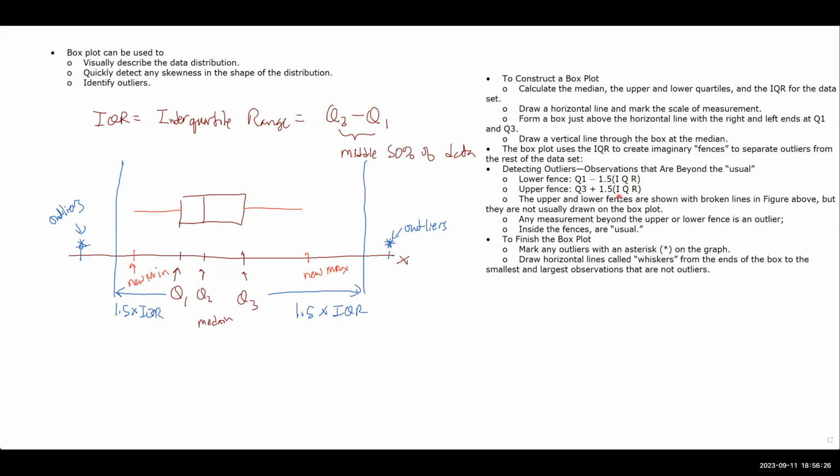Why 1.5? Because some dude at Harvard said so. Some dude at Stanford probably says 2. Some dude at MIT probably says 1.58. This is a rule of thumb, so don't worry about it. We're going to use the 1.5 rule of thumb because that's what our book uses. The upper fence is drawn by using Q3, and you add 1.5 times IQR. Draw these walls, or fences.